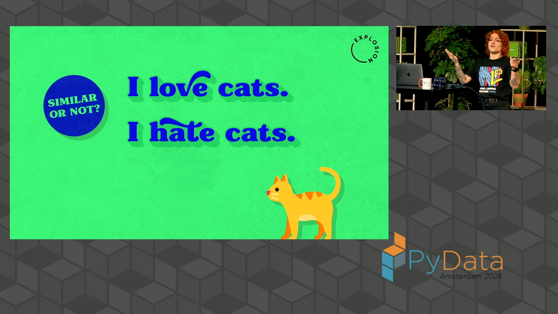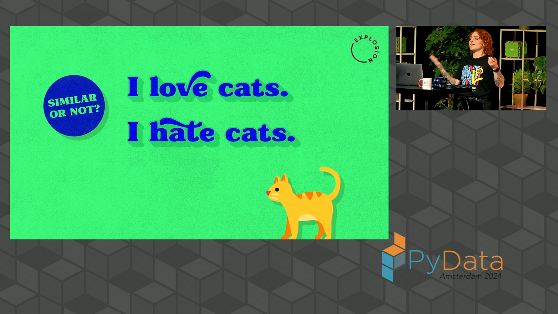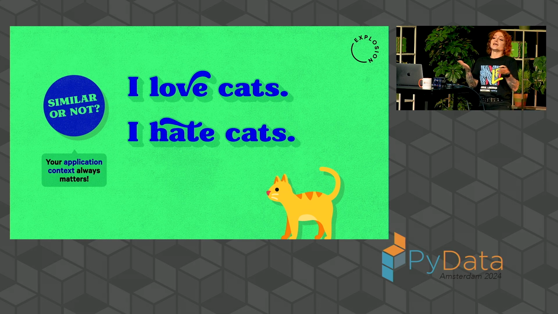Maybe we could do a show of hands, like who thinks that those 2 should be considered similar? Yeah, OK. And who thinks they're not similar? Yeah, so we get about a 50-50 split, which is actually usually how it goes. And as you might have guessed, this is a trick question because, of course, it depends.